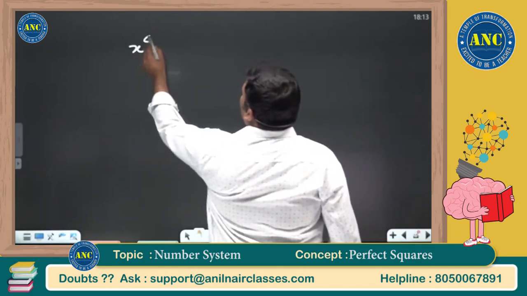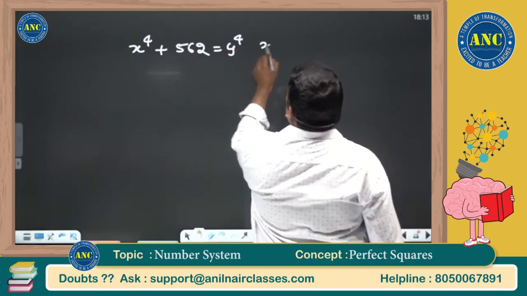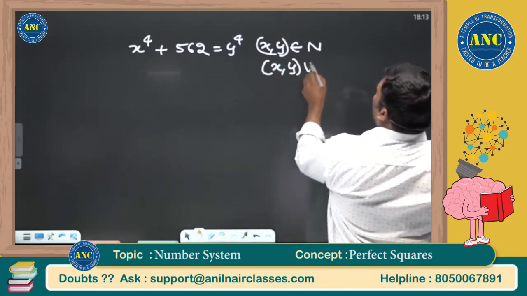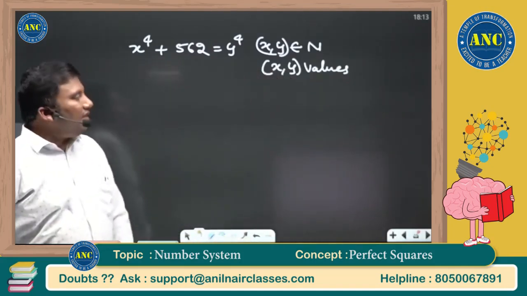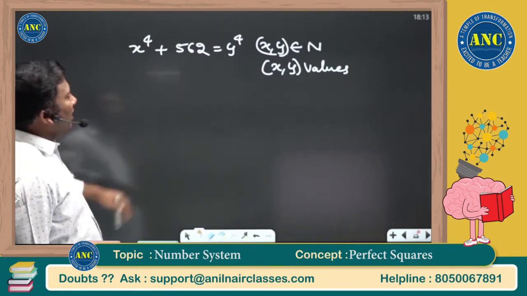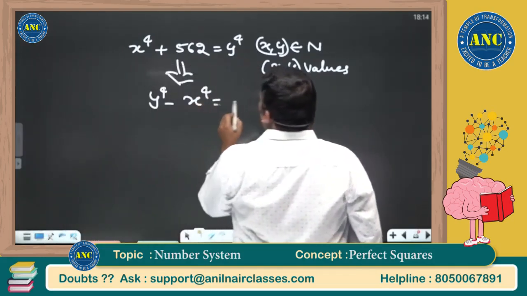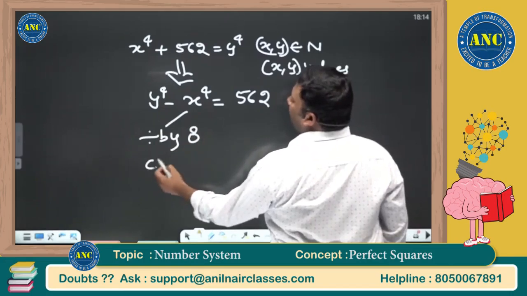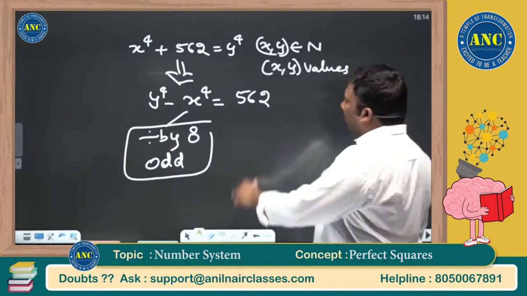Now let us solve this question. x square plus 562 equivalent to y power 4, where x and y are natural numbers. How many values will x, y take which will satisfy this equation? These are nothing but y power 4 minus x power 4 is nothing but 562. These are of the form where the right hand side should be divisible by 8 or an odd number.